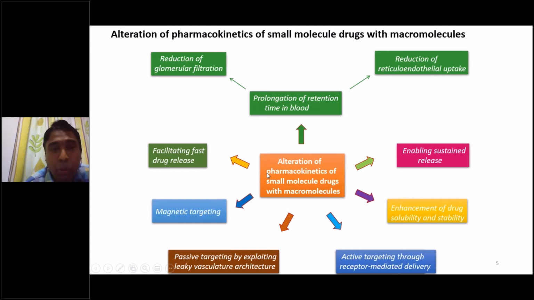Second way is facilitating fast drug release. There are drugs like painkillers, for example. If you can deliver to the target cells quickly, it can relieve the pain quickly. So you can make some formulation with nanoparticles for quick release of the small molecule drugs. You can also use nanoparticles to enable sustained release of drugs, especially, for example, diabetic drugs or even insulin. With nanoparticles, you can control so that glucose level, for example, gradually declines in the blood.